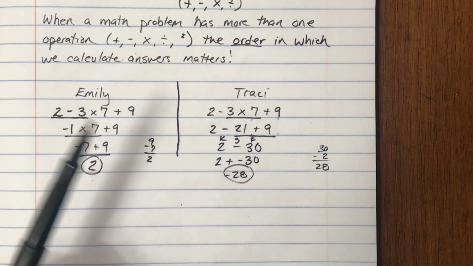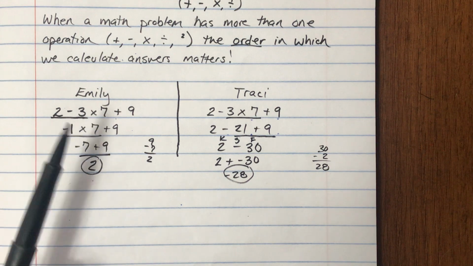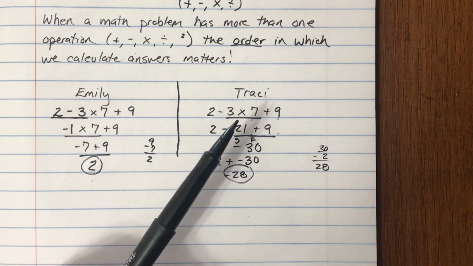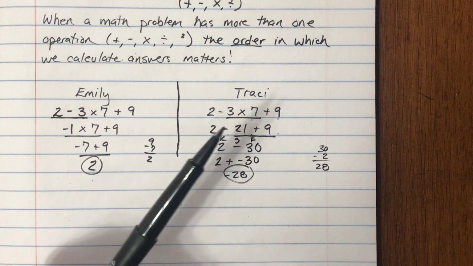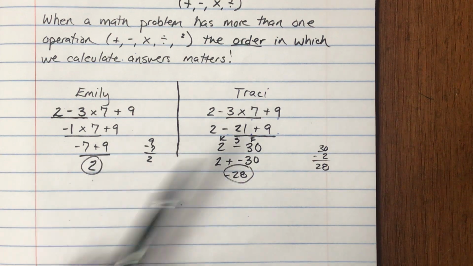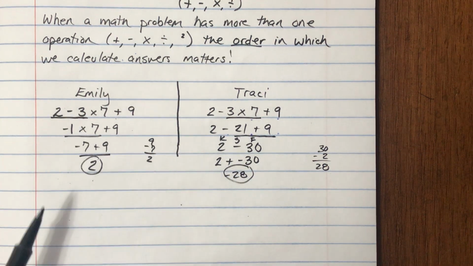Like, that's why you got different answers. So Emily started at the beginning and worked her way over. Tracy started with the multiplication and then worked her way around the problem, and they ended up with two different answers. Now, they both can't be right. They actually could both be wrong.